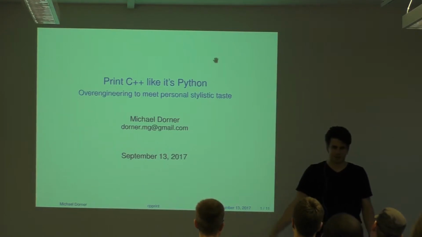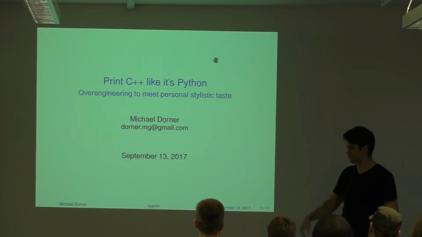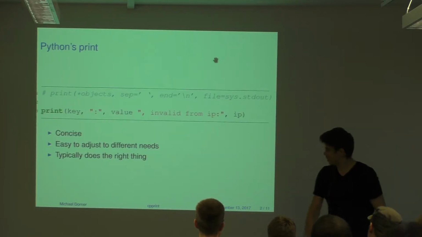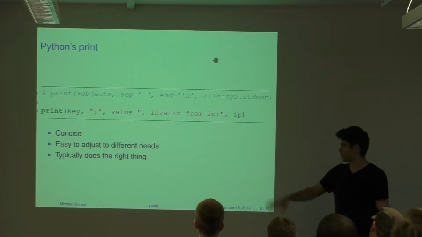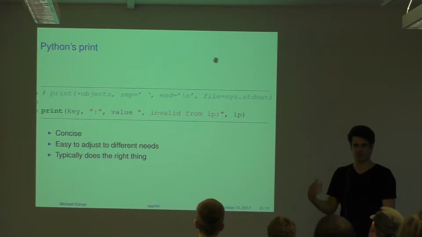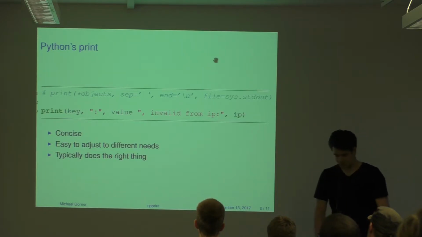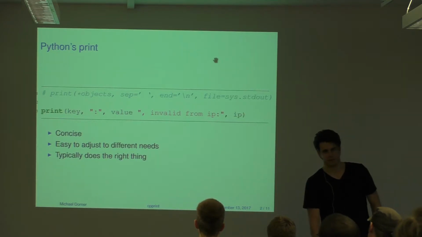Printing C++ like it's Python, because I like Python and I also like to, as it says, over-engineer stuff. I like the syntax in particular. You just throw something in. It's concise. It's very easy to adjust to different needs if you want a different separator, a different terminator, a different stream. Pretty nice. Typically does the right thing if you just throw something at it.